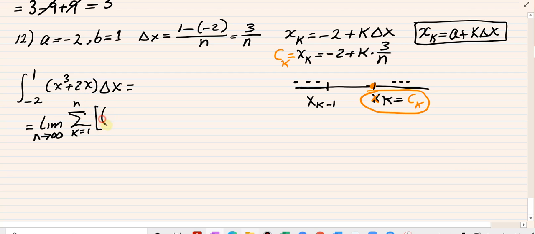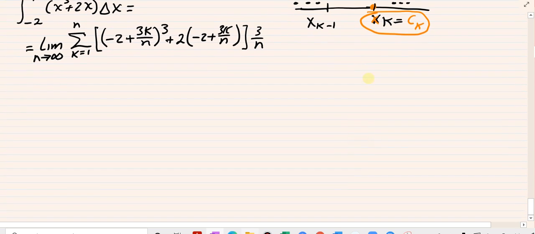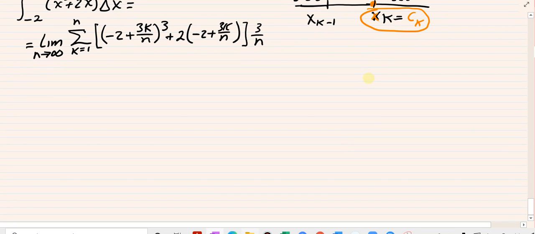So it's going to be negative 2 plus 3k over n cubed, right? Plus 2x, but then x sub k would be, in this case, negative 2 plus 3k over n, right? That's 2x. And then times 3 over n, which is delta x. All right. Now, we need to expand this binomial.